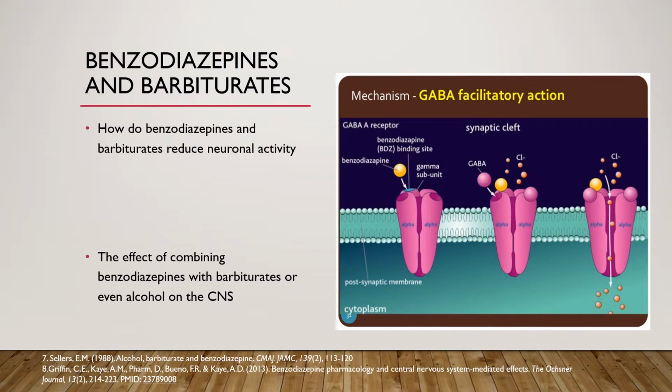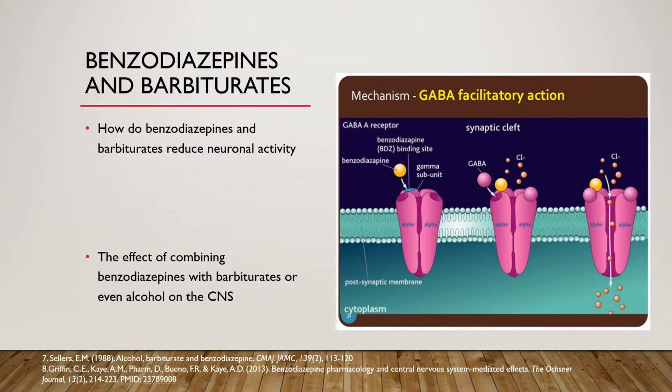Barbiturates bind to GABA A receptor at the alpha or beta subunit, which is different from the GABA binding site and the benzodiazepine binding site. This can be seen on the diagram. The benzodiazepine binding site and the GABA binding site are two different sites. On the following slide, you'll see a diagram where we include the ethanol binding site.